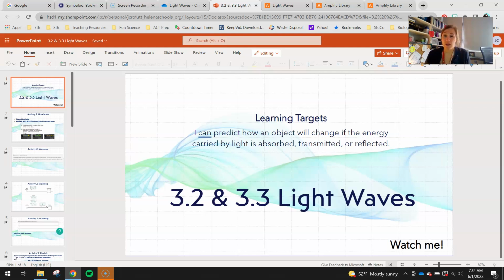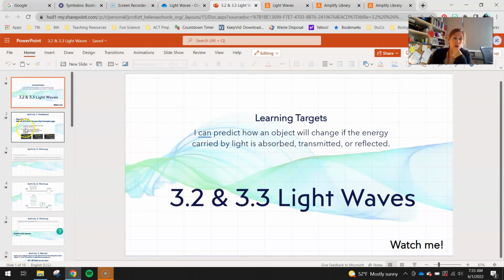Yesterday you did a little experiment and got to see other interactions light can have, or other pathways that light can take, including being transmitted through an object and coming out the other side, or reflecting off an object, bouncing and coming off. Today we're going to look a little more at what effect that has on an object. Do we see any changes if light is transmitted through an object or reflected off an object?